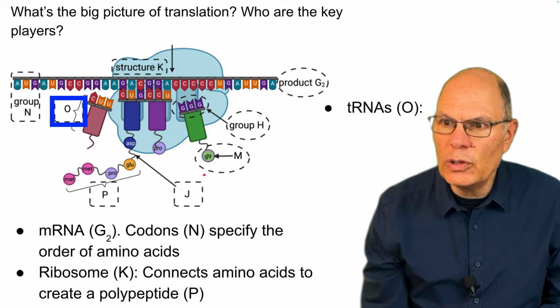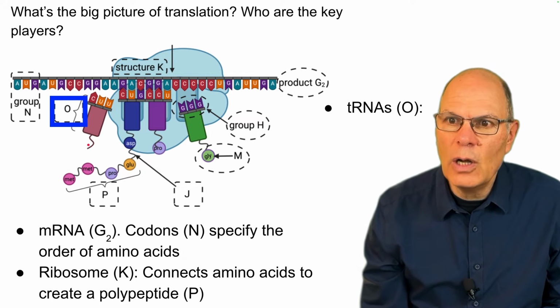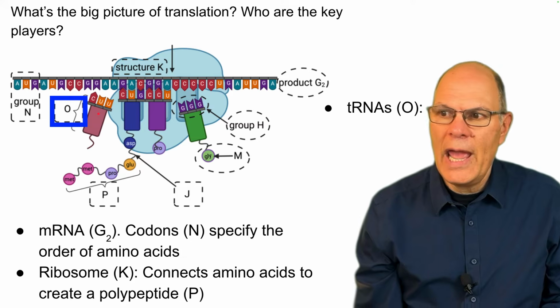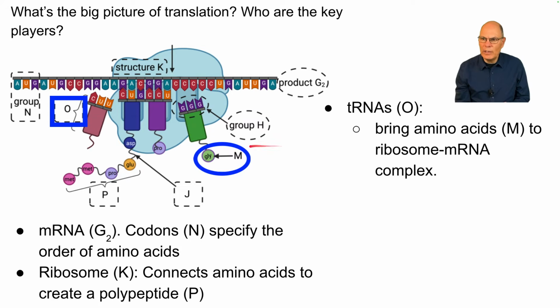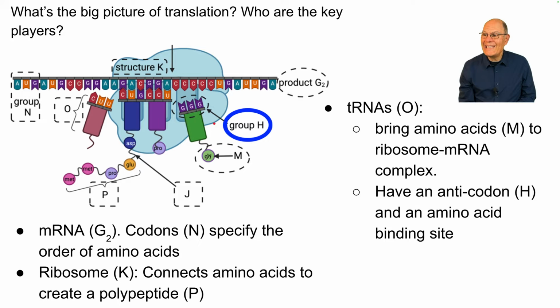tRNAs are shown over here at letter O. Here's a tRNA. And tRNAs bring amino acids, such as this one over here, to this ribosome mRNA complex. tRNAs have an anticodon, such as this over here, GGG, letter H, and an amino acid binding site over here. In the next slides, we'll put the entire process together step by step.